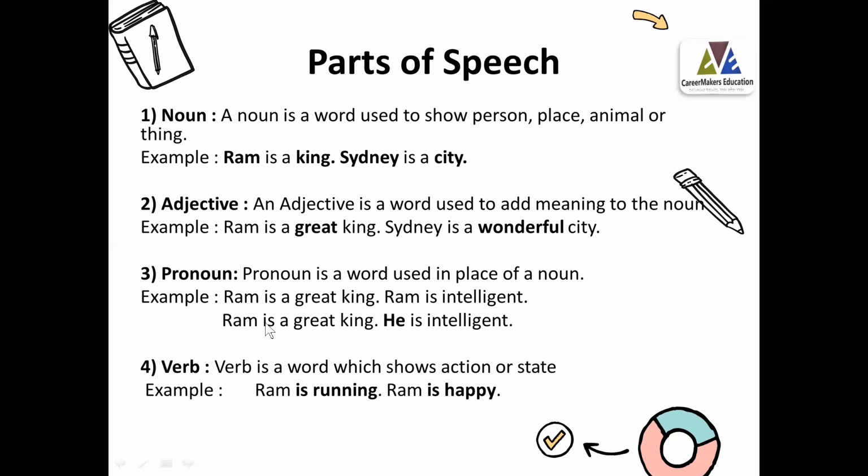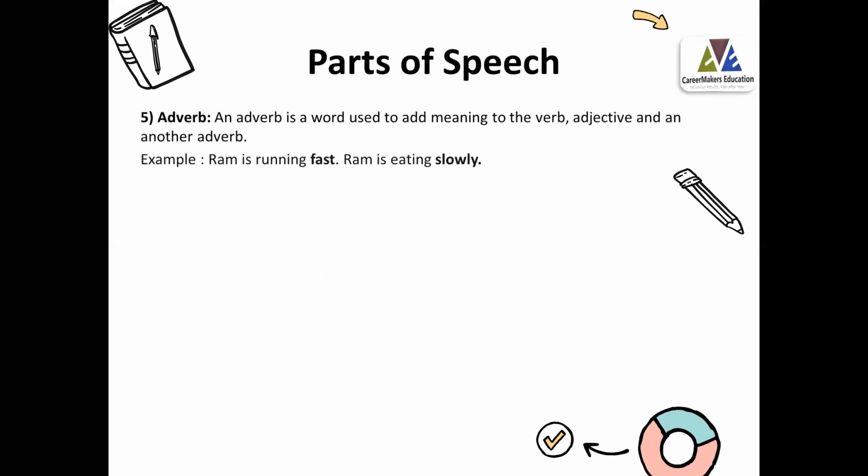So please remember, a verb is a word that shows action or state. Ram is running is the sentence which shows action, but still it is a verb. And Ram is happy is the state which is shown of Ram, and hence it is also a verb. So I repeat, a verb is a word that shows action or state.